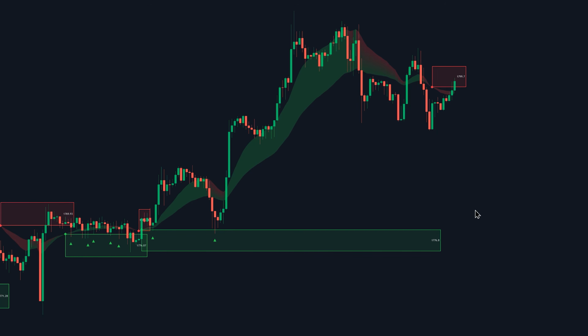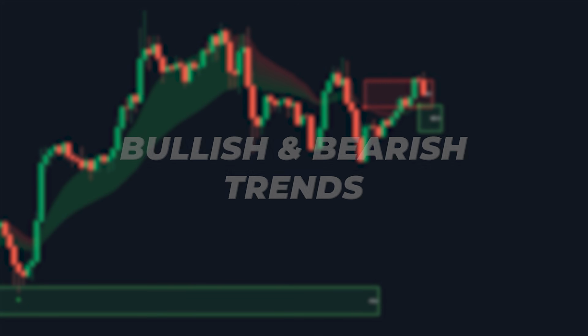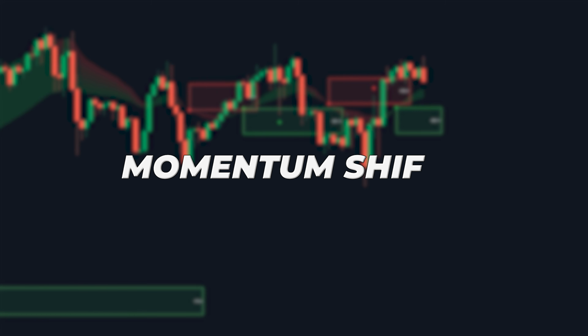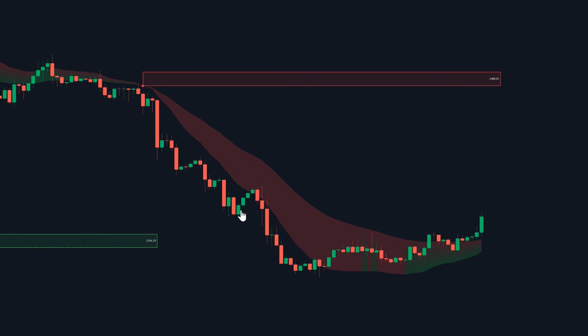Now, apart from using this indicator to identify bullish and bearish trends as discussed earlier, what else can we use it for? Well, we're also going to be using it to detect momentum shifts in the market. How can we do this? Well, it's really simple. You see this? This is a smooth, downtrending market.